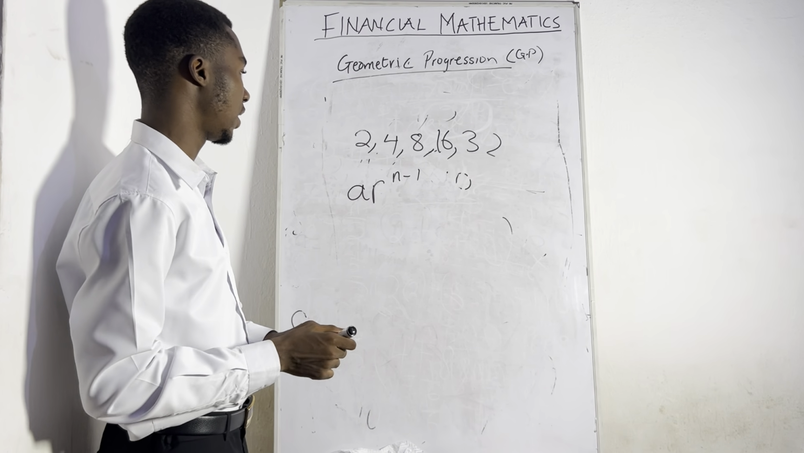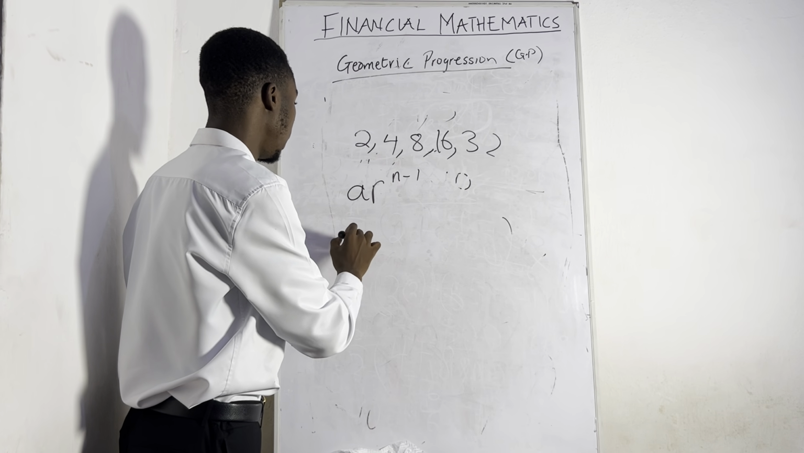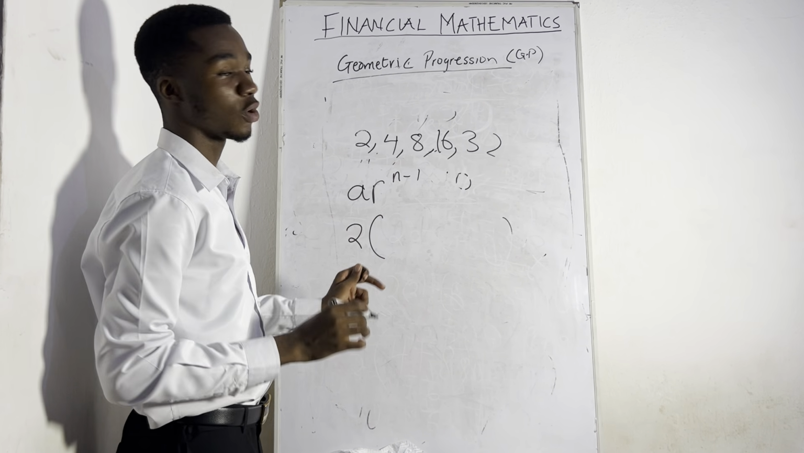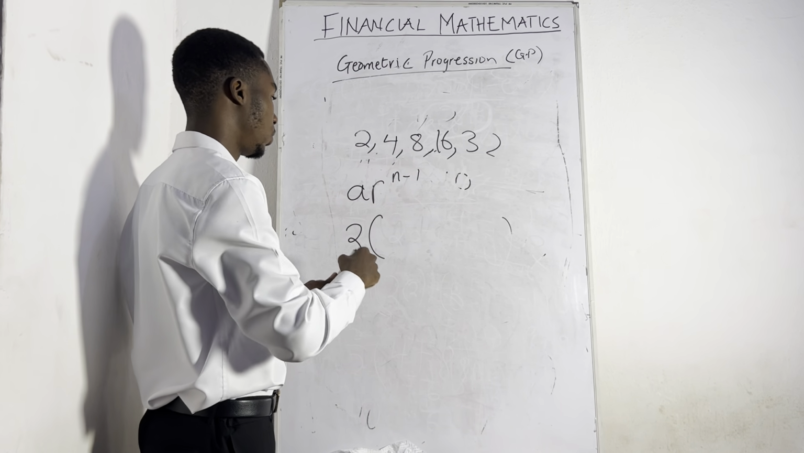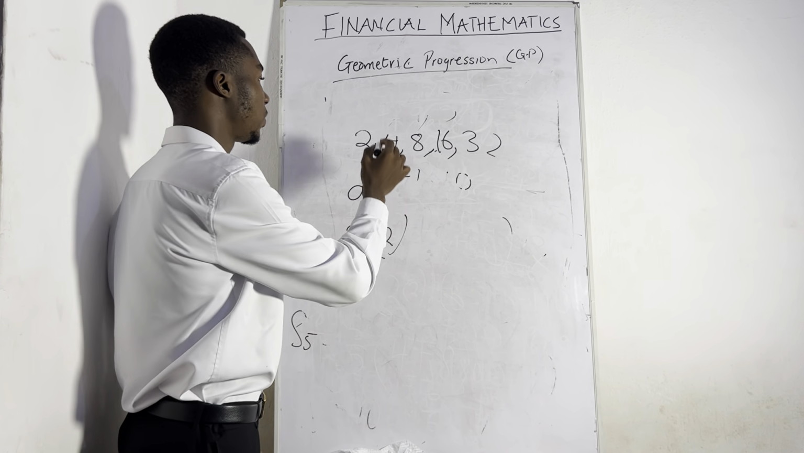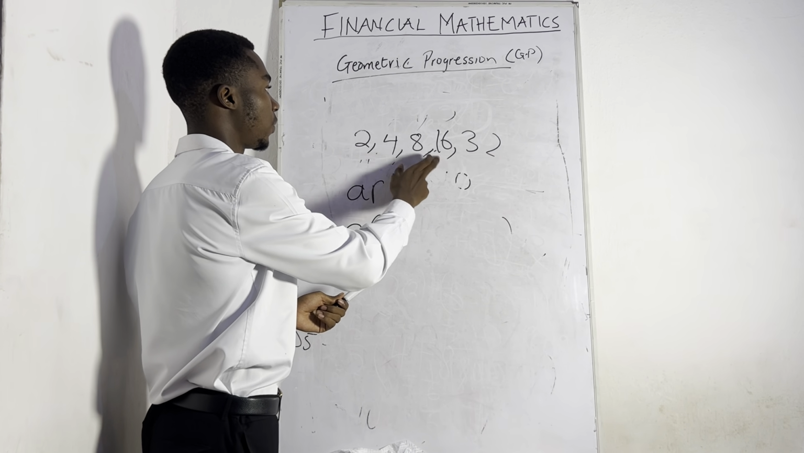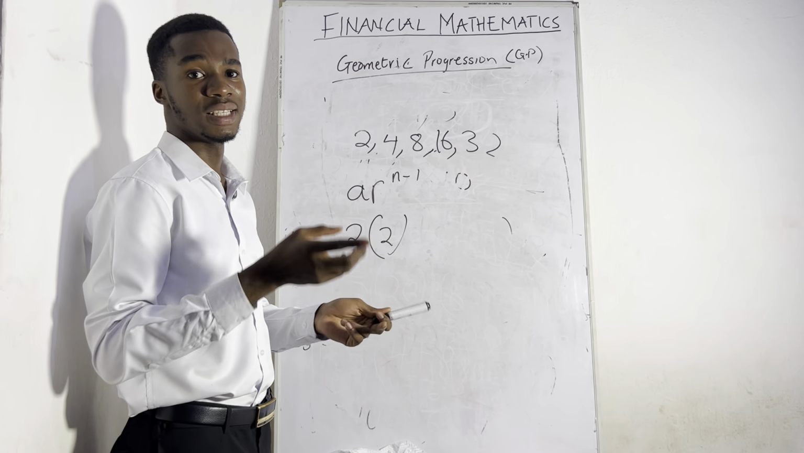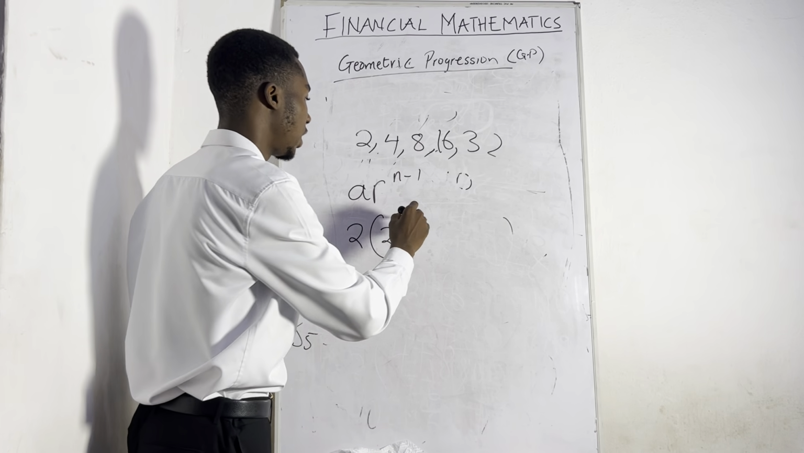So if we want to find the sixth term, our A, like I said, is the first term, which is 2. So 2 into brackets. Then our R is our common ratio, which is the second term divided by the first term. So 4 divided by 2 is 2. You can also do 8 divided by 4, you also get the same 2. Then exponent n minus 1. We want to find the sixth term, so our n becomes 6. If you want to find the 8th term, your n will be 8. The 10th term, your n will be 10.